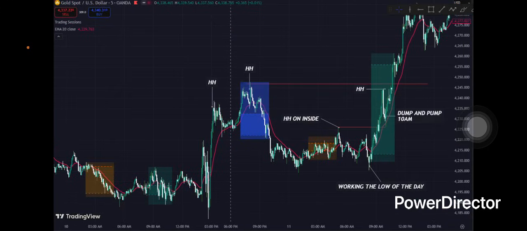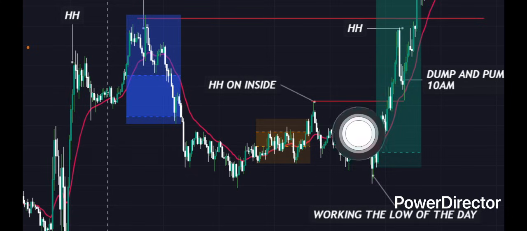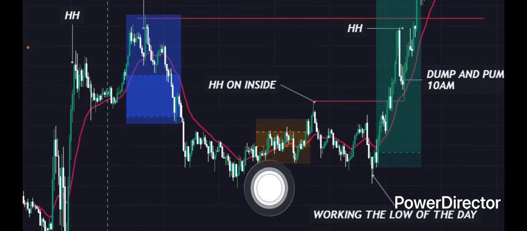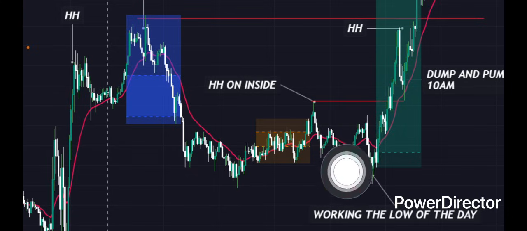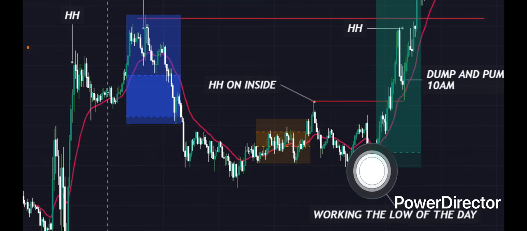So here's a closer look on the day. You can see we have our higher high on the inside coming out of the London session. Then this market dumps down into the current low of the day, right? We get 1, 2, 3 pushes back into the low of the day level before this market explodes, all right? And a lot of us want to enter as soon as we can. People like to enter down here, right? But me, I like to play this safe, bro.